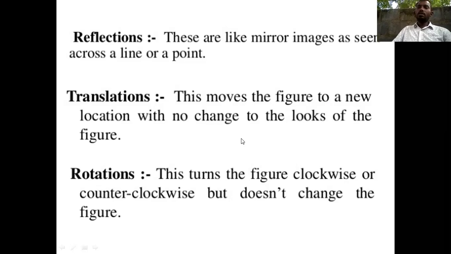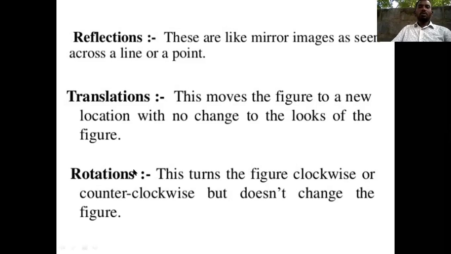So there is no change to the object. We are only changing the direction. There is no change in shape and size, no change to the total figure. We are only changing the location, or we can call it direction. This one we call translation.